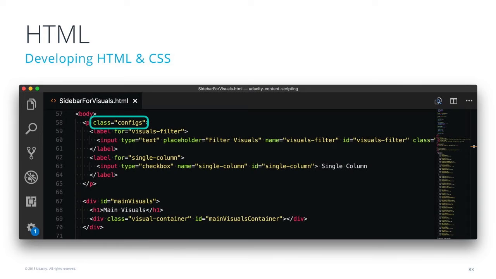And then why is it configs? Why is it in double quotes? Where did this come from? How did we determine this was the right thing? How did I just know? I wrote this, but how did I just know to write it like this?